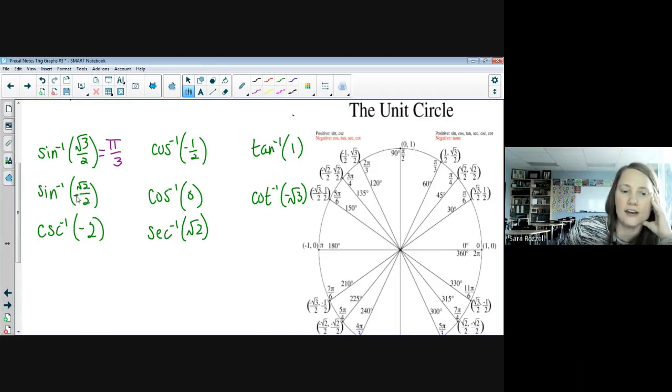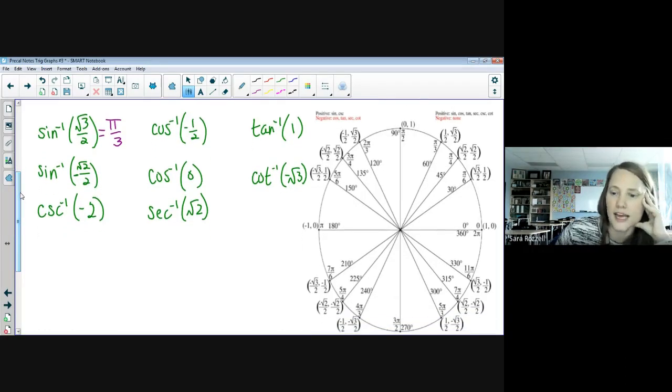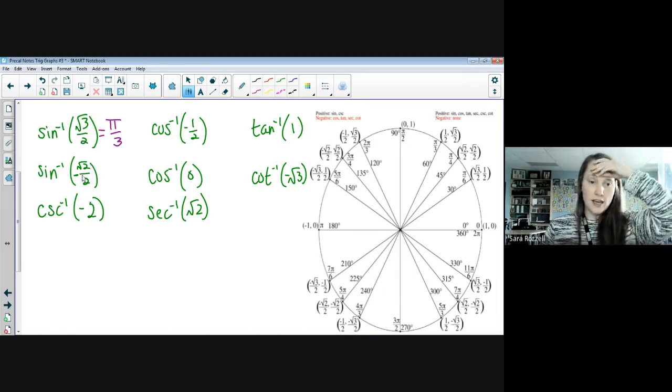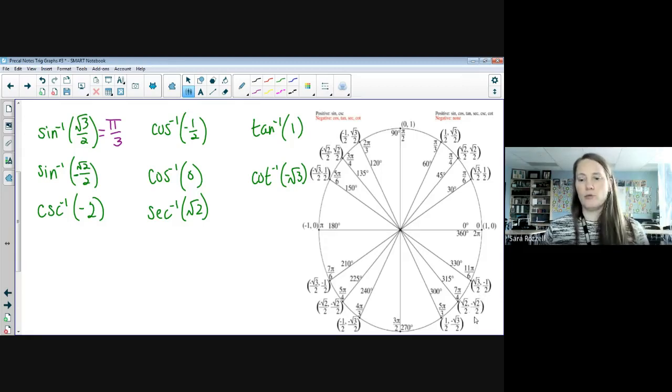We have sine of negative root 2 over 2. In this case, we want the negative y value, or a y value that is negative root 2 over 2. Remember, for sine, we're looking in these two quadrants. So we go to a y value that is negative root 2 over 2. Am I pointing to the correct one? Here? Okay.